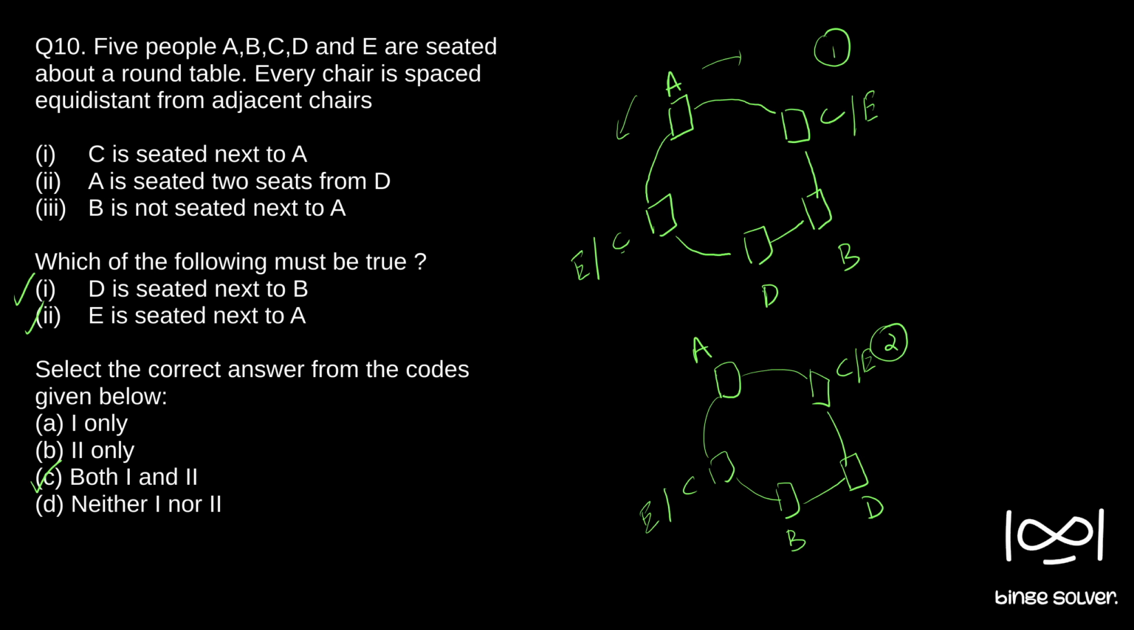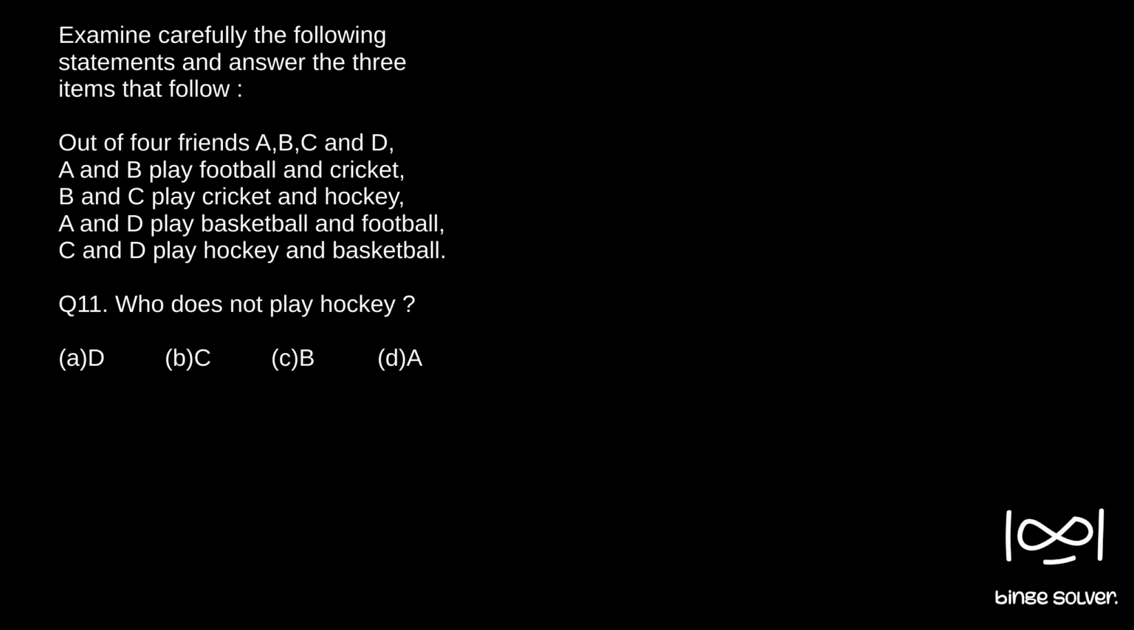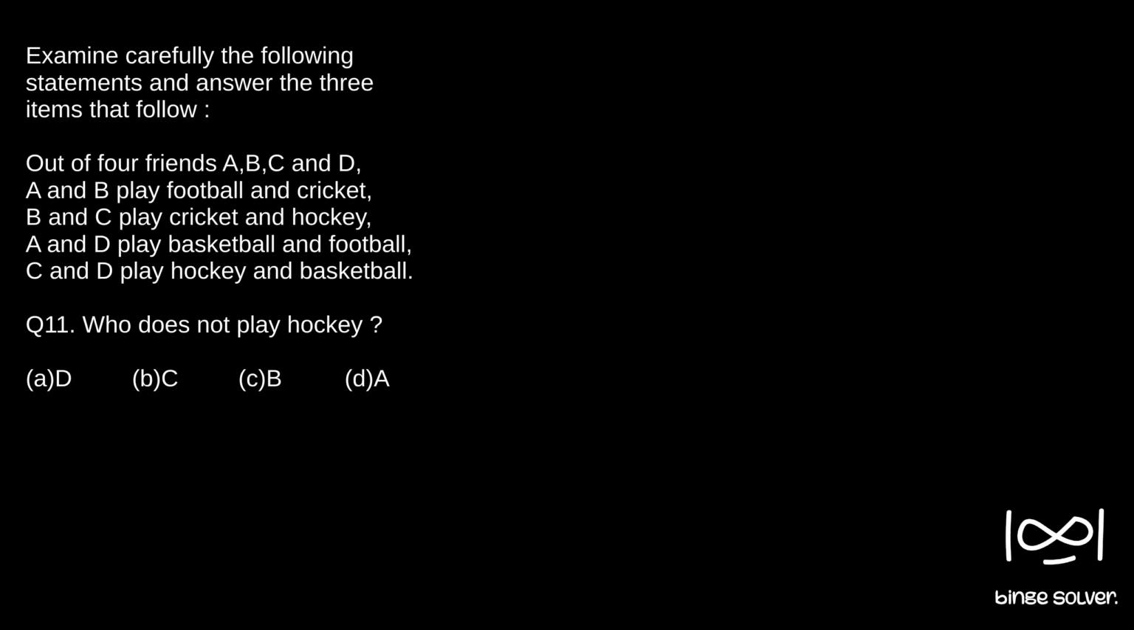Moving to the next question. Question 11. Examine carefully the following statements and answer the 3 items that follow. Out of 4 friends, A, B, C and D, A and B play football and cricket, B and C play cricket and hockey, A and D play basketball and football, C and D play hockey and basketball. There are some questions that follow.